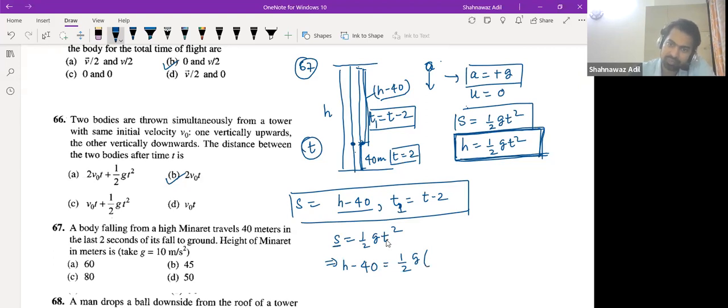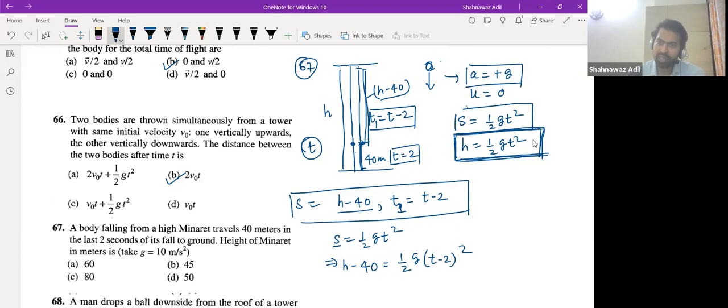Sir, g is 10. Yeah, and t is how much? T is t minus 2. Absolutely right. Good. So now we have to solve this one, right? And what are the unknowns? Sir, h and t.